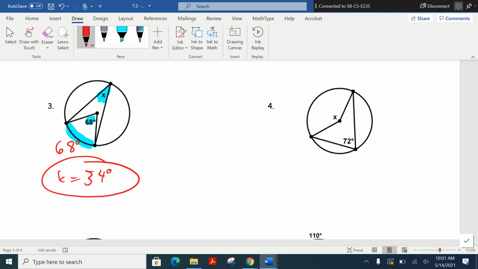All right. So number 4, real quick, same idea. Write down what we think x would have to be.